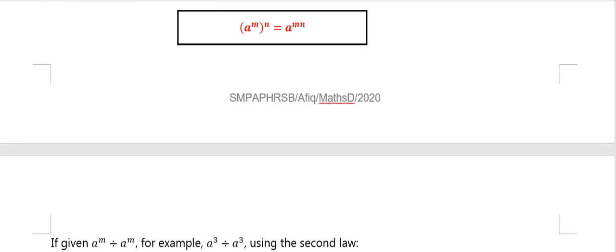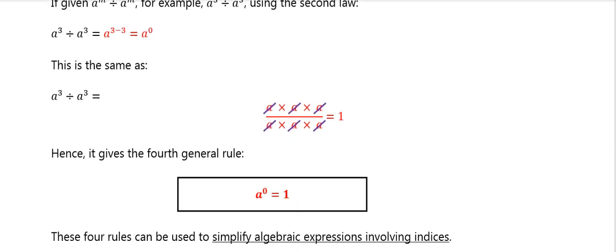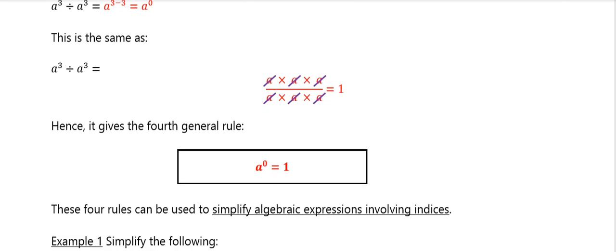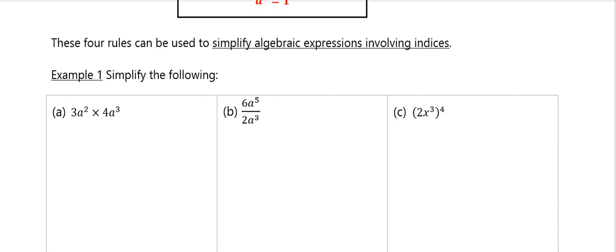And then on the next page, make sure that you have written everything here. The red one is regarding the fourth rule, which is zero index. A number with a zero index will always give 1, right? These four rules can be used to simplify algebra expressions involving indices. Let's try to do the examples.